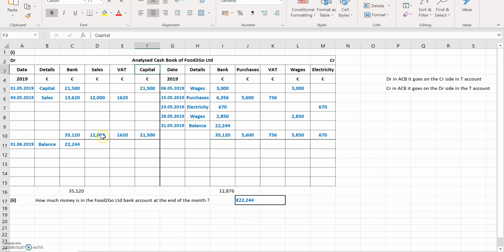And remember, if the total is on the debit side in the analyzed cash book, it goes on the credit side in the ledger accounts. So let's have a look and see what that looks like.